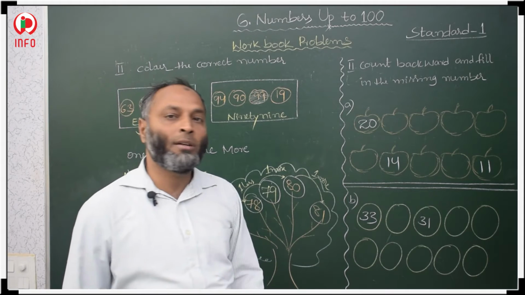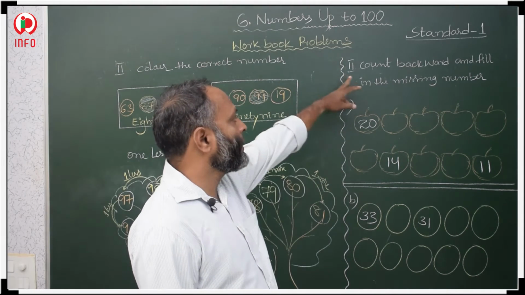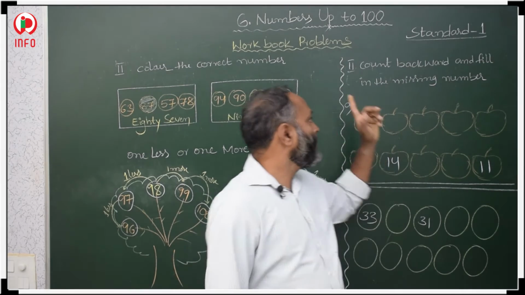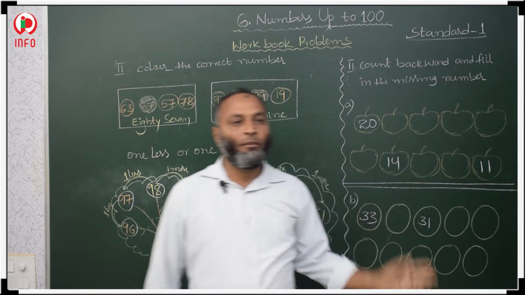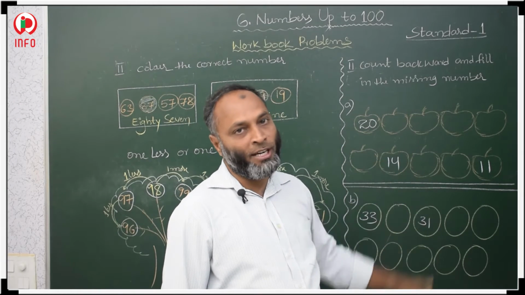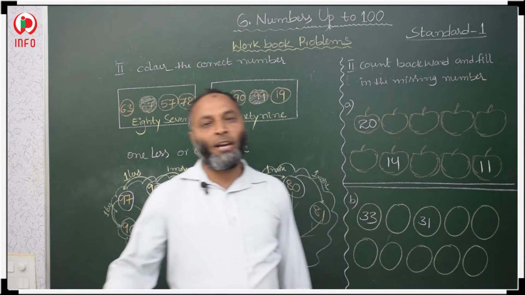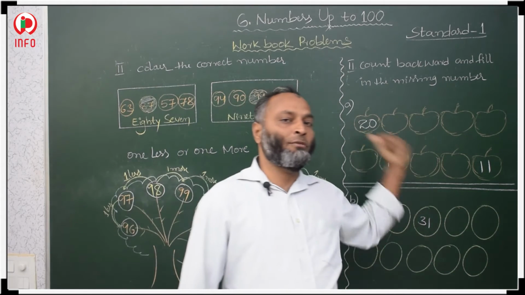home assignment. Okay students. Now in this next bit, count backward and fill in the missing numbers. We have to count backward and fill in the missing numbers. Backward means we have to write the before numbers. Whenever backward counting is given, we write the before numbers.